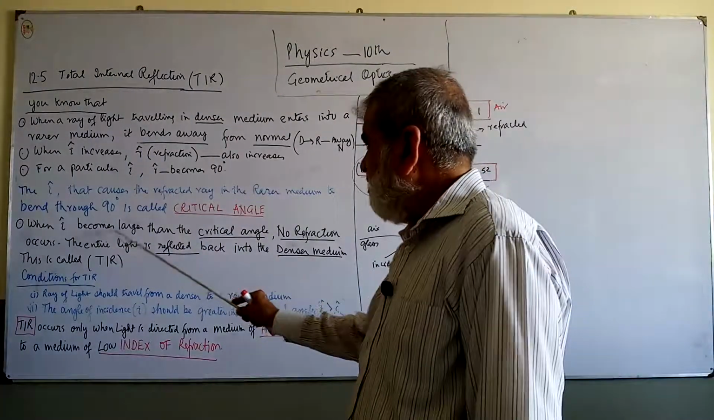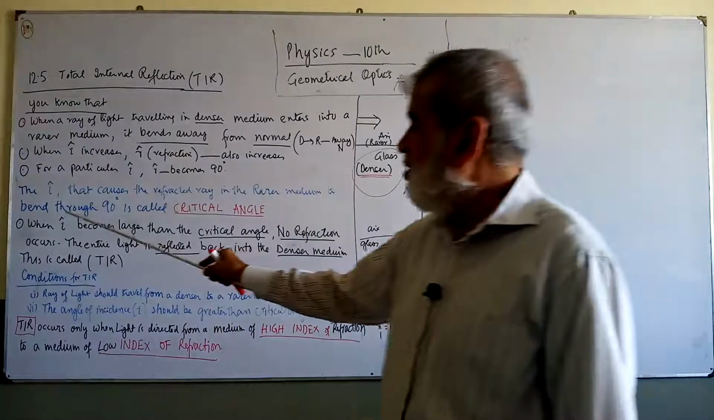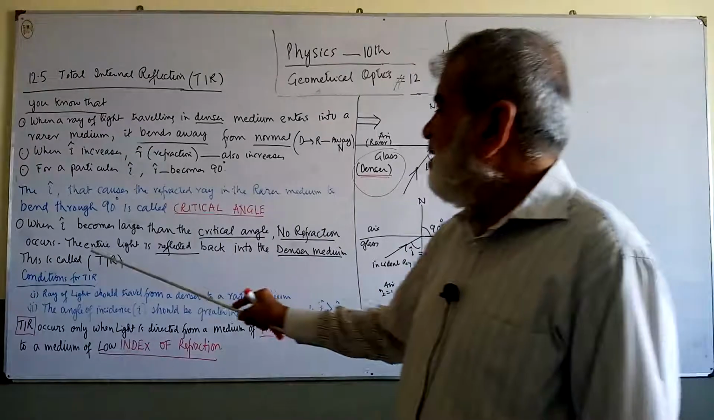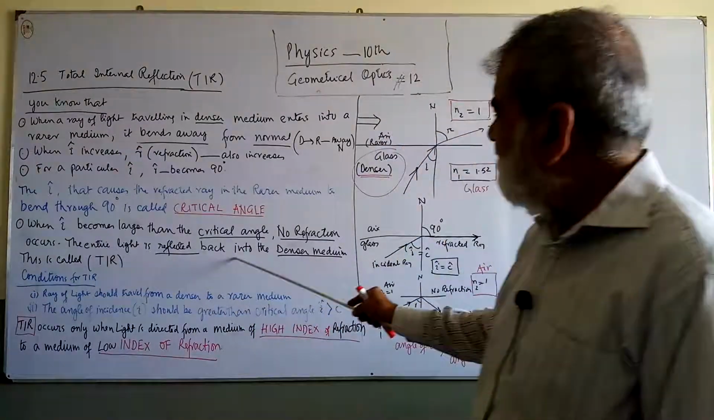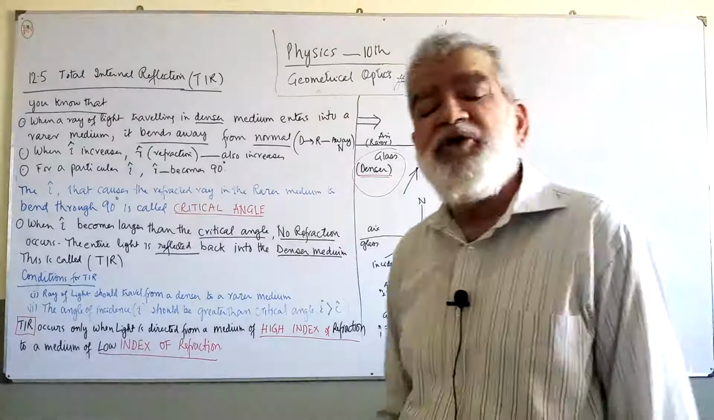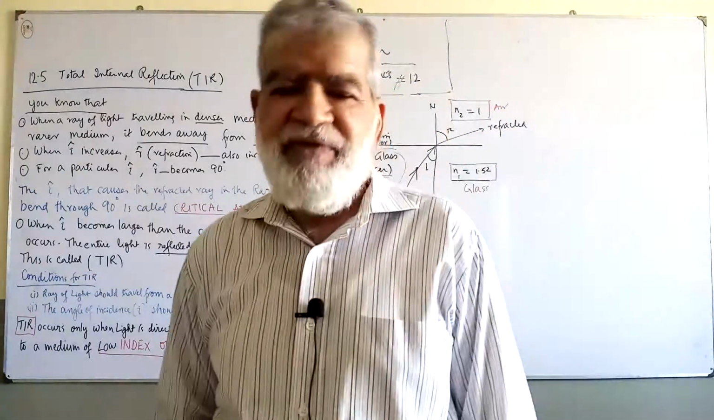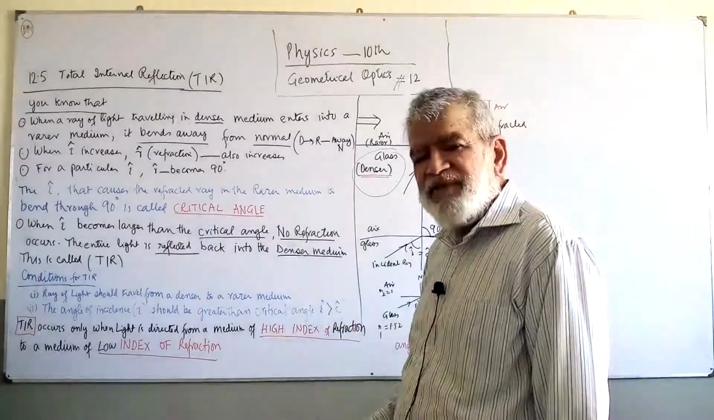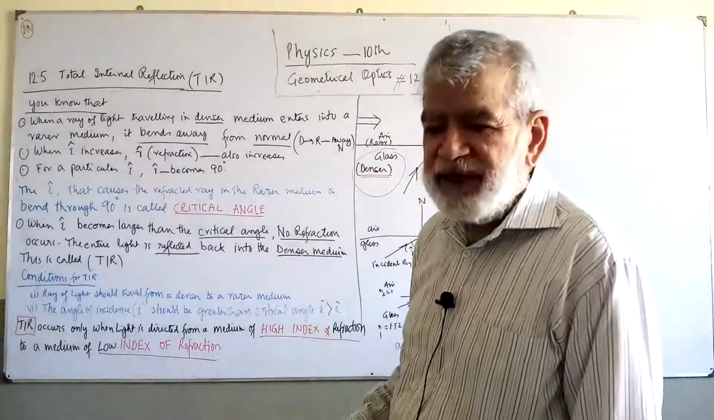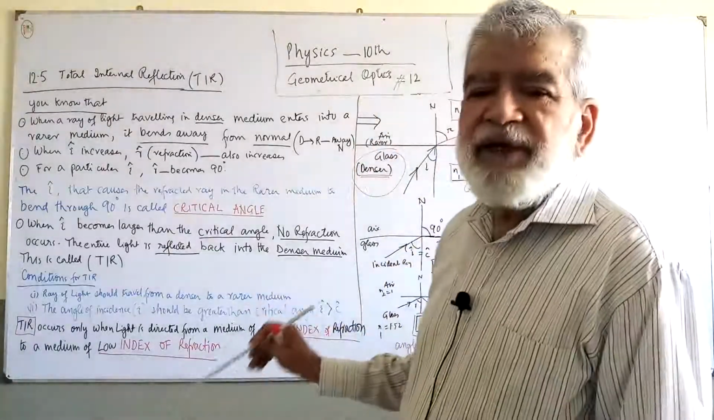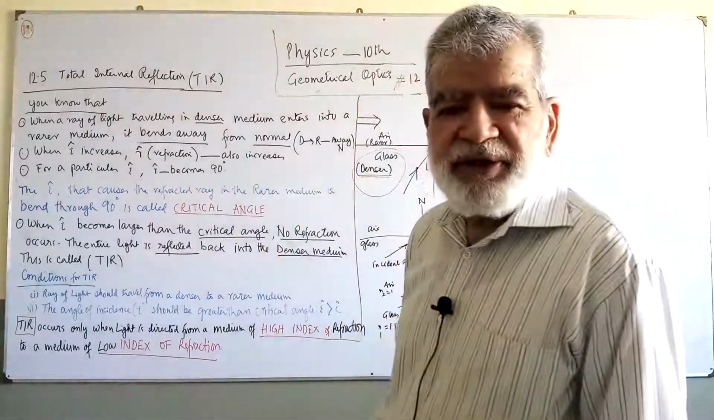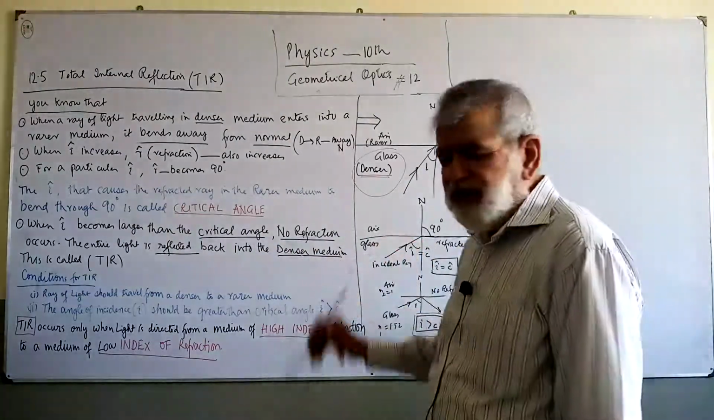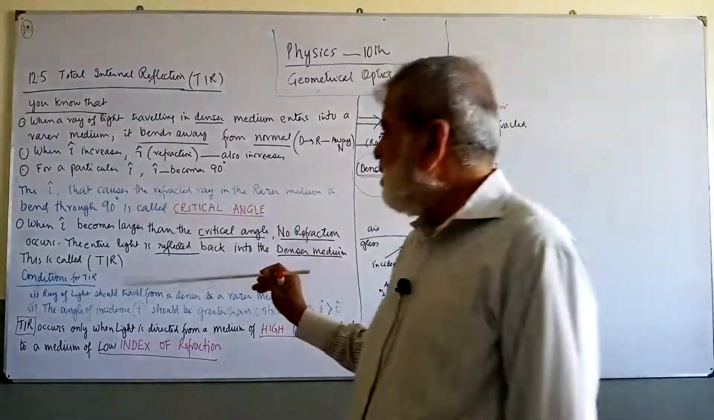When the angle of incidence becomes larger than the critical angle, no refraction takes place. Then the entire light is reflected back into the denser medium, and this phenomenon is known as total internal reflection. What is the phenomenon? A phenomenon in which the angle of incidence becomes larger than the critical angle, then no refraction takes place and the ray of light is totally reflected back into the same medium. This phenomenon is known as total internal reflection.